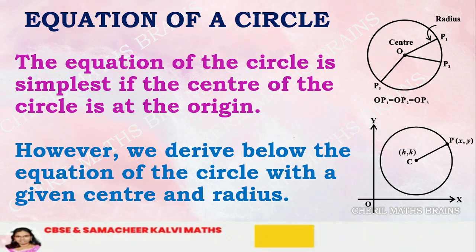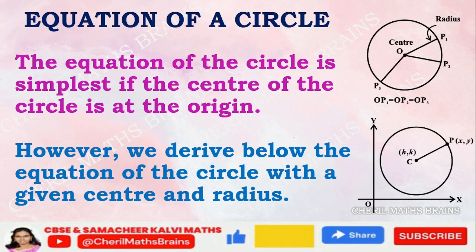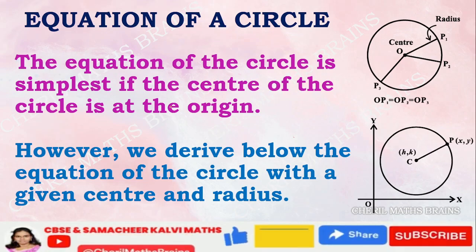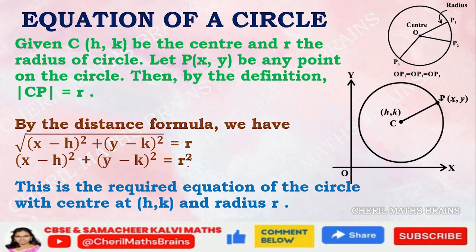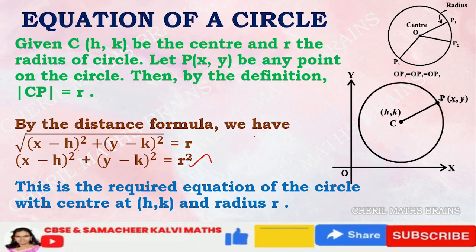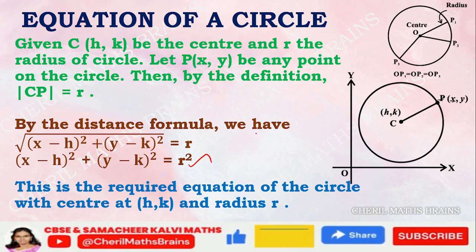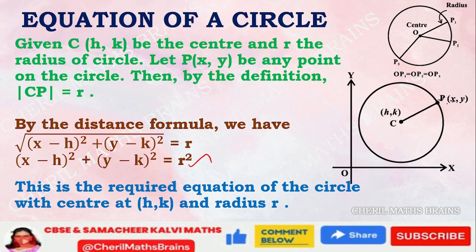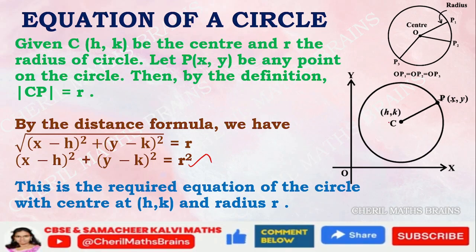The first thing we learned is about the equation of a circle, where we get it by finding the radius. This is the standard equation of the circle: x minus h the whole square plus y minus k the whole square equals r square, where x comma y is a point P on the circle and h comma k is called the center of the circle.